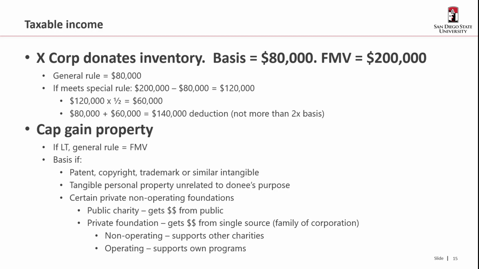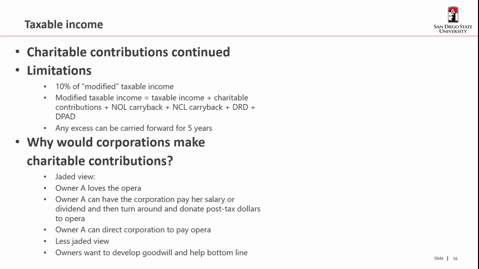And then there are two kinds of private foundations. There's a non-operating foundation, and that's one that does not engage in any charitable activities itself, but rather is a source of support to other charities. So, for example, the Trump Foundation may not engage in any charitable activities itself, but rather makes payments to other charities. I'm making this up, by the way. Whereas an operating private foundation actually supports its own programs. That's just a sidebar.